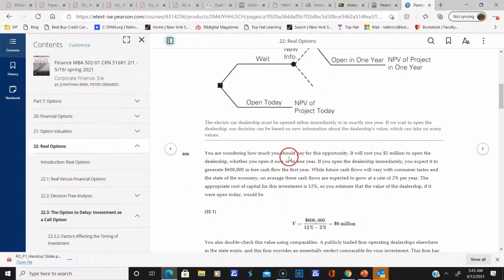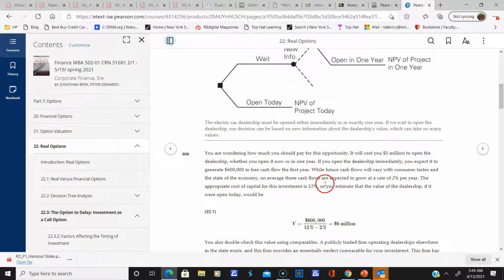All right, so you're wondering how much you should pay for this opportunity. It's going to cost you $5 million to open the dealership, whether you open it now or in 1 year. That's the initial cost, your initial investment, right? If you open the dealership immediately, you expect it to generate $600,000 in free cash flows the first year. While future cash flows will vary with consumer tastes and the state of the economy, on average, these cash flows are expected to grow at 2% per year. The appropriate cost of capital for this investment is 12%.